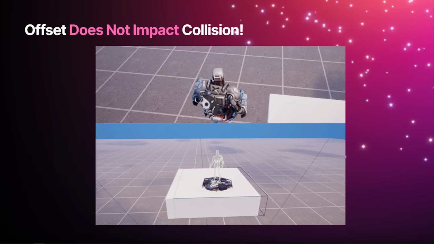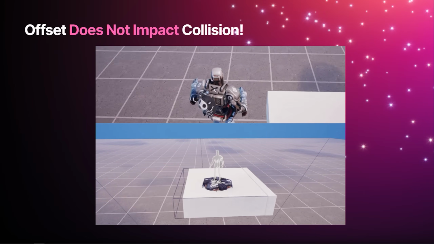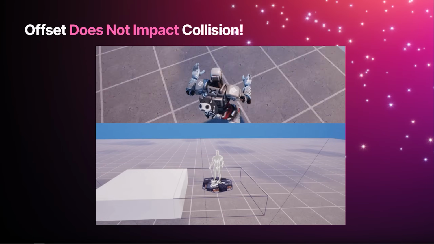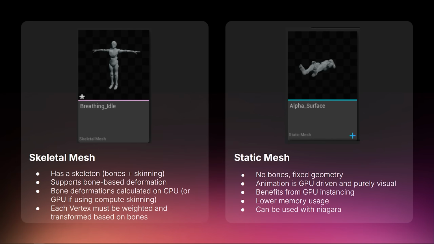So to show you what I spoke about from the previous slide, the rendering offset does not actually impact the collision. You see here, I'm standing on nothing because the collision box on the bottom is in the same spot the whole time. Before we get too deep into material animation, it's important to understand the difference between a skeletal mesh and a static mesh, since it has a pretty big performance impact. Skeletal meshes have skeleton bones and skinning, which allows for bone-based deformation, so each vertex is influenced by one or more bones. All this movement is calculated on the CPU, and this gives you a lot of interactivity, but because it's on the CPU, it's heavier on performance and memory.